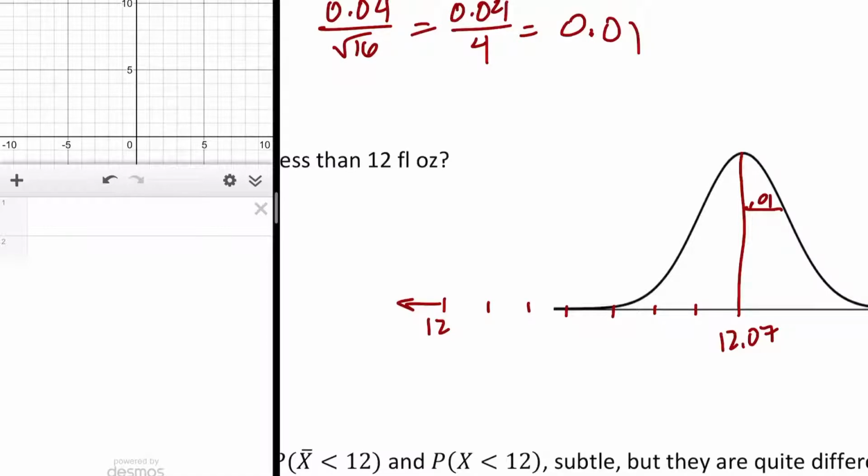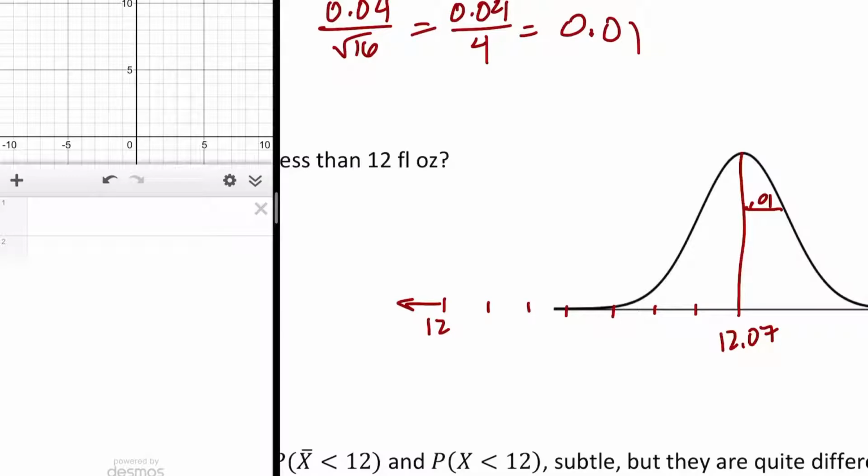Now what we know about the normal model, if I'm at 3 standard deviations below the mean, the area less than that is about 0.15. So what about the area way over here? Probably basically 0. But we have technology at our disposal, so let's go ahead and figure that out.